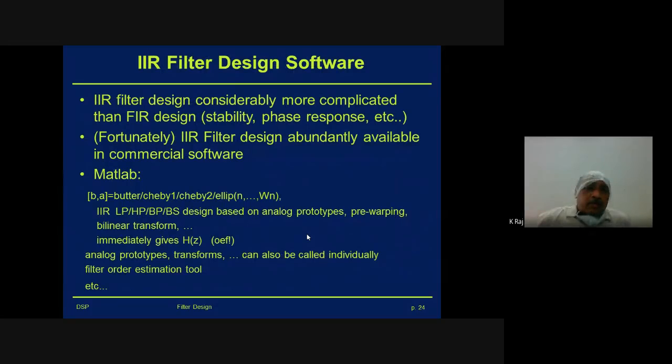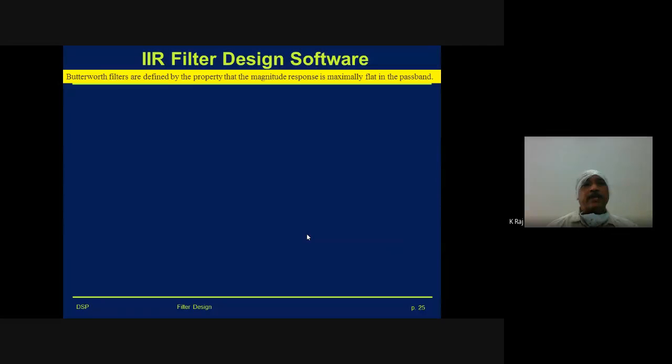Now we can use different types of MATLAB commands for the purpose of designing. Here we are just going to describe in detail how the IIR filter will be designed in the analog domain using the Butterworth approximation.